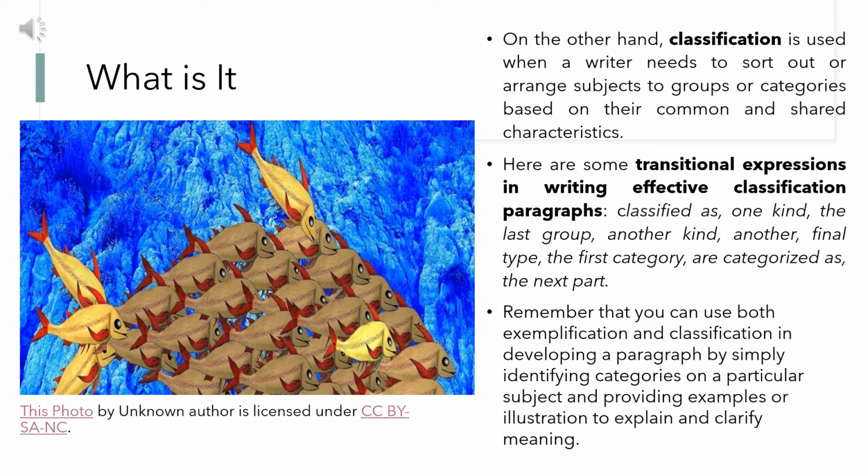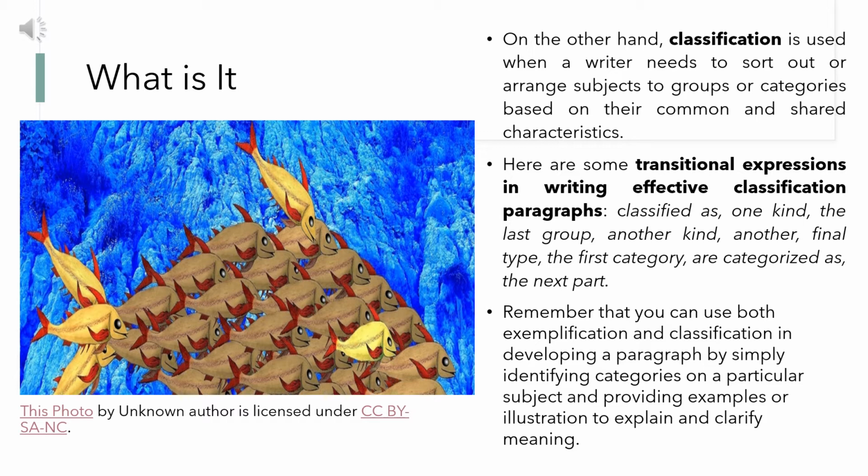So here are some transitional expressions in writing effective classification paragraphs. Classified as, one kind, the last group, another kind, another, final type, the first category, are categorized as, the next part. So as you make yourself aware that those are examples of transitional expressions under the classification type of paragraph, then whenever you are dealing with a paragraph containing any of those transitional expressions, you can instantly say that it is a classification type of paragraph.